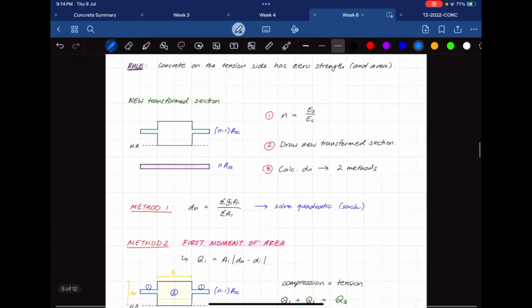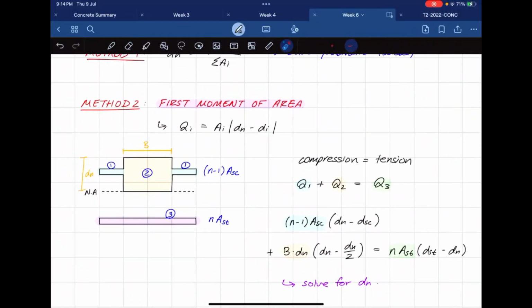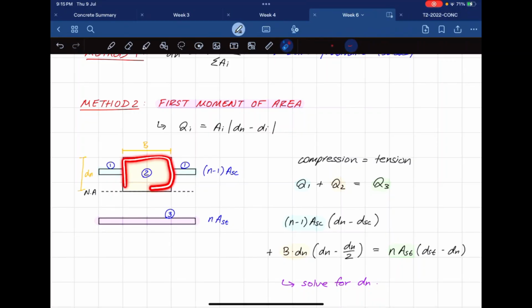So I'll explain it through this diagram here. In this case I've got 3 components again. I've got the concrete block, the compressive steel area, and the tensile steel area. Now the tensile steel area, instead of being n-1, it's just now n, right? And if I want to find the Q of each of these, I'm getting gas.